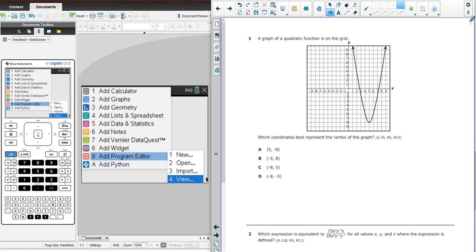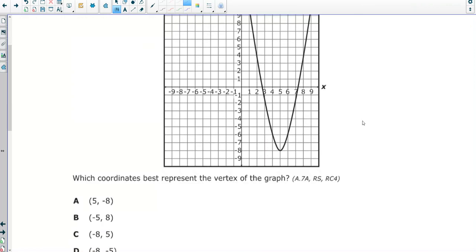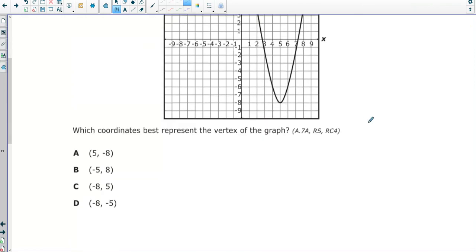Here it says, a graph of a quadratic function is on the grid. Which coordinates best represent the vertex of the graph? Okay, so what I like about this one is we just learned this, right? We learned about the vertex and we learned about parabolas just recently. So the vertex is the minimum or the maximum point on the parabola. And in this case, they want to know what the ordered pair is. So it's (5, -8). So the best answer is letter A.